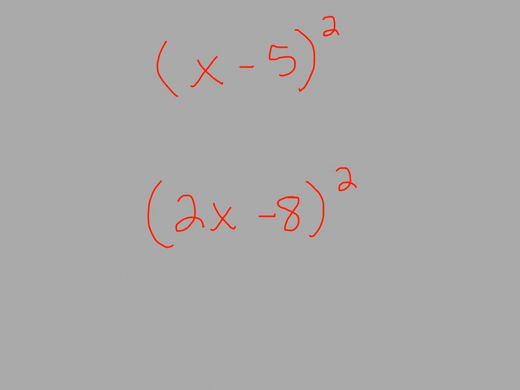Now we have a square of a difference. Again, this is the same thing as saying x minus 5 times x minus 5, but there's a method for this as well, so you don't have to go through the whole box or steps. So again, we square the first one. x times x is x squared. Square the last one. Negative 5 times negative 5 is positive 25.